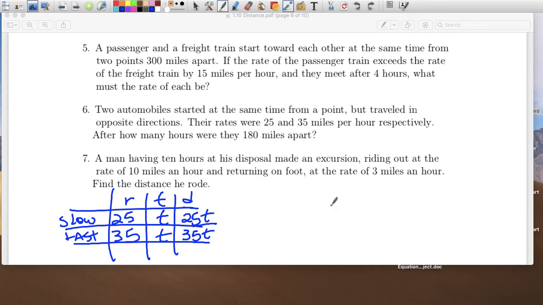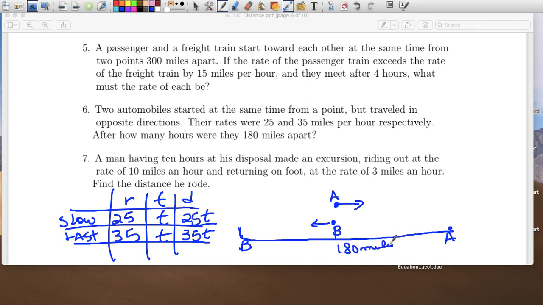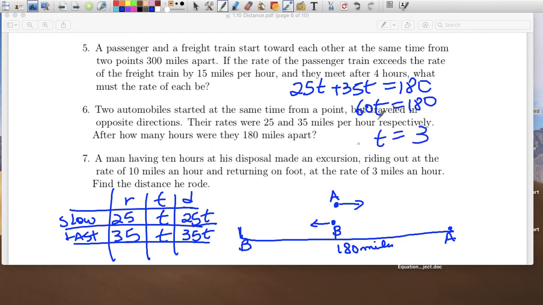So here are two cars, car A, car B. Car A is going this way, car B is going this way. After a certain time car B is going to be here, and car A is going to be somewhere over here, right? When is this distance going to be 180 miles? So that's the question. They're going away from each other. So this is 25t plus 35t equals 180. That gives you 60t equals 180. And in 3 hours, they're going to be 180 miles apart from each other.